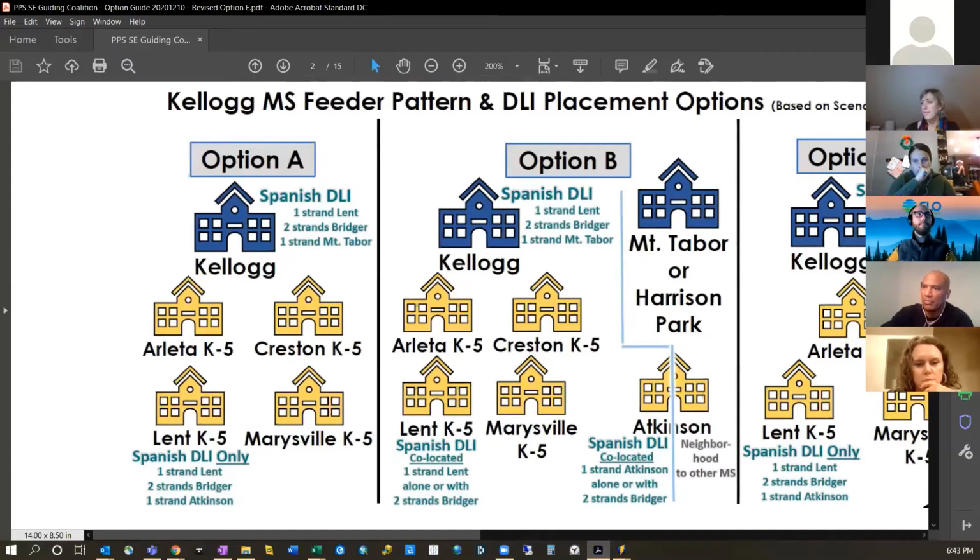Okay, so the main distinction is at the bottom where it says Spanish DLI only at Lent, or on option B at the bottom where it is at Lent and at Atkinson. Right, and both of these have the K through 5 Bridger 2 strands moving away from Bridger, either being at Atkinson or at Lent with those existing single strands. Okay.